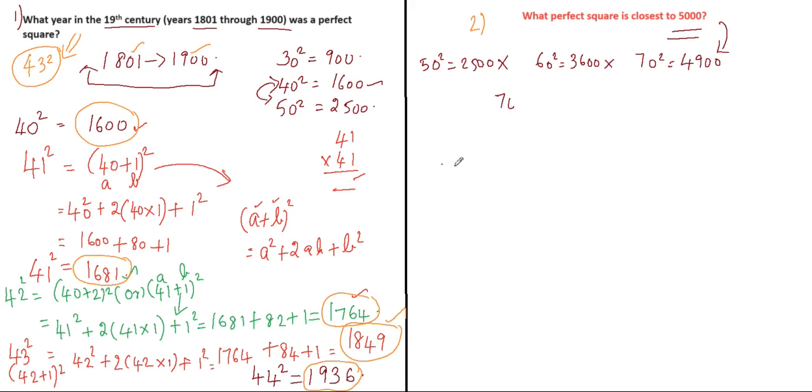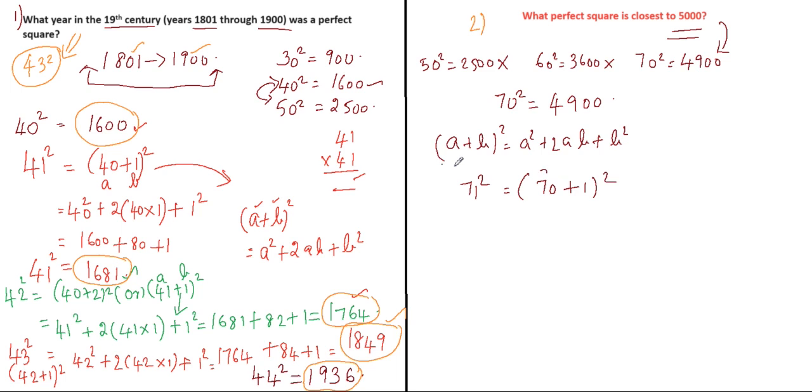So with the help of 70 square, let's try to find out what is 71 square. Let's take the same formula, a plus b the whole square. We know the formula is a square plus 2ab plus b square. With the help of this formula, try to find out 71 square. So what is 71 square? 70 plus 1 the whole square. Okay. So I'm taking the value of a as 70 and b as 1.